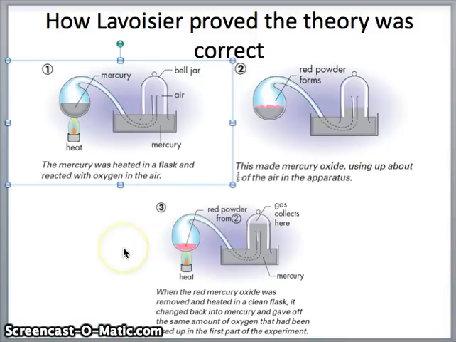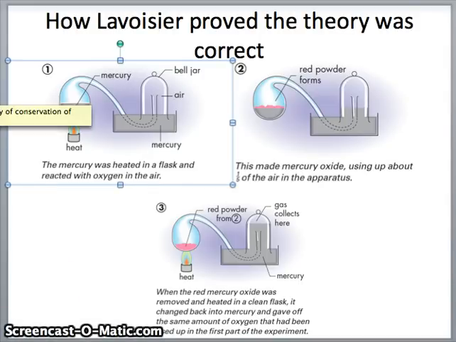And then to prove that what he in fact trapped in that red powder was oxygen, he took out just the red powder from step 2 and put it into a clean flask in step 3, and then he heated it to see if he could release the oxygen from the mercury. In fact, as he burnt the mercury oxide powder, he turned mercury oxide back into mercury, released the oxygen into the bell jar, and the amount of air in the bell jar gradually increased, proving that he had in fact trapped oxygen with his mercury oxide, which proved that the theory of conservation of mass was correct.